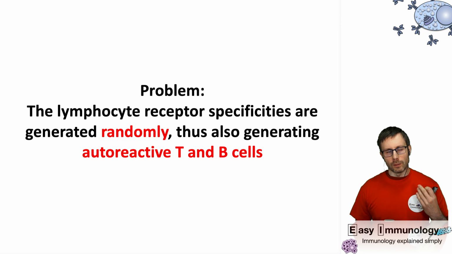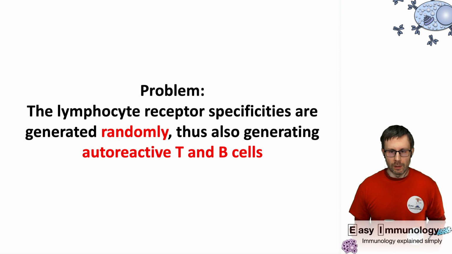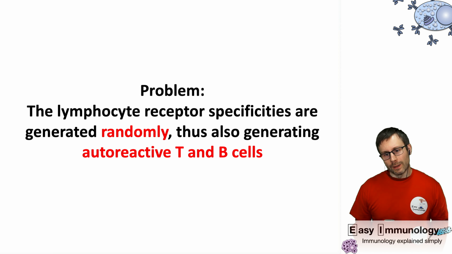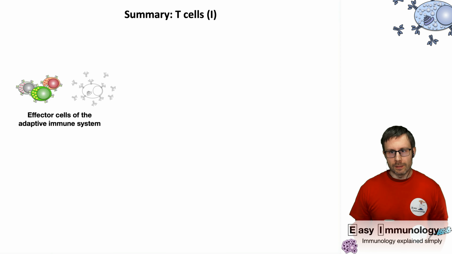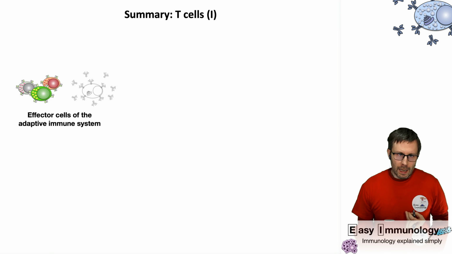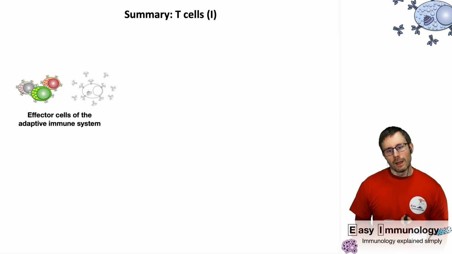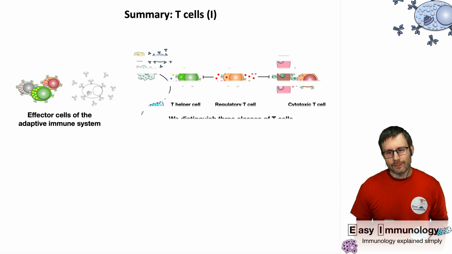And this is what we are going to talk about in the next lecture. So we're going to talk about tolerance in the next lecture, and we're talking about NK and NKT cells. So if we sum up what we learned today, we looked at T cells, and we learned that they are one of two types of effector cells in the adaptive immune system. So there are also B cells, which we will look at in the next lecture.